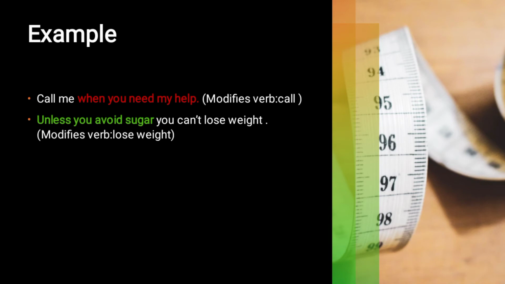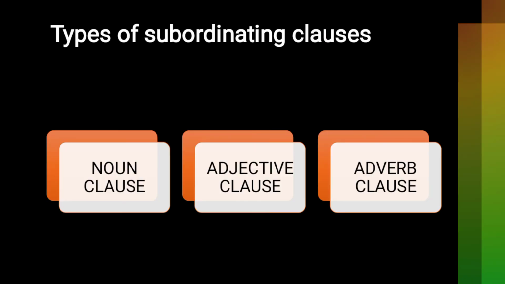You can see some examples on the screen. The first example is: call me when you need my help. So "when you need my help" acts like an adverb in the sentence because it modifies the verb, that is call. Second: unless you quit white sugar, you can't lose weight. Here "unless you quit white sugar" once again acts like an adverb clause in the sentence and modifies the verb "lose weight." That's all about clauses and some common or main types of clauses in English grammar.